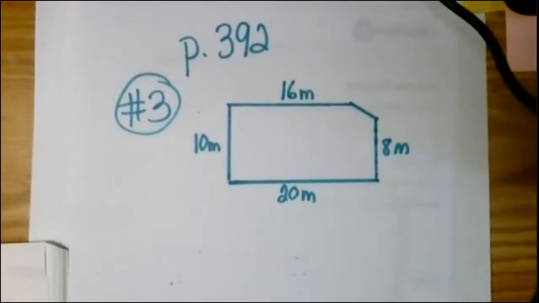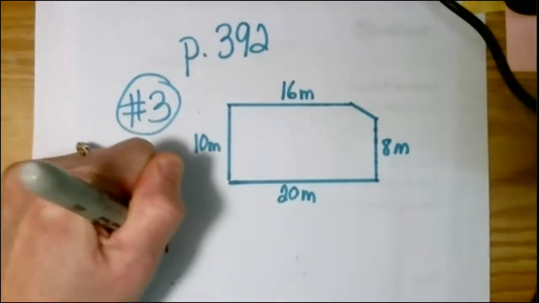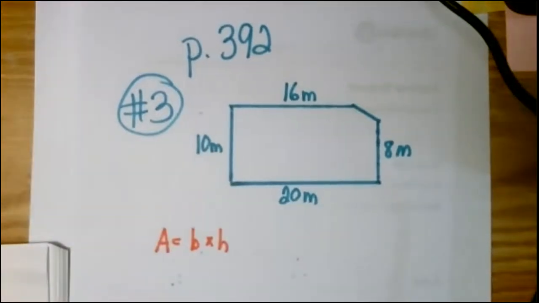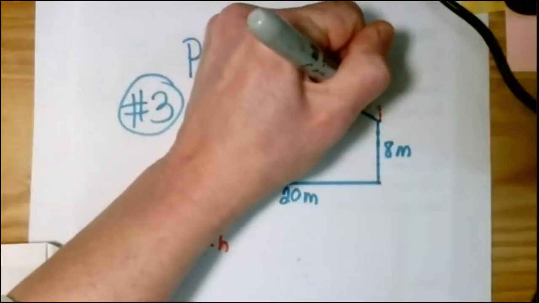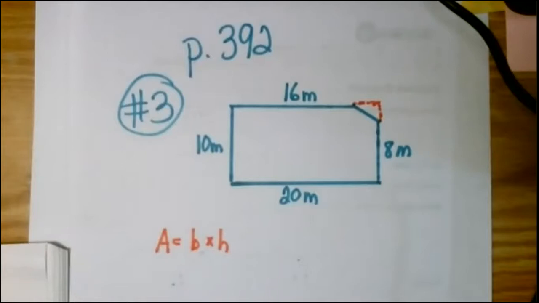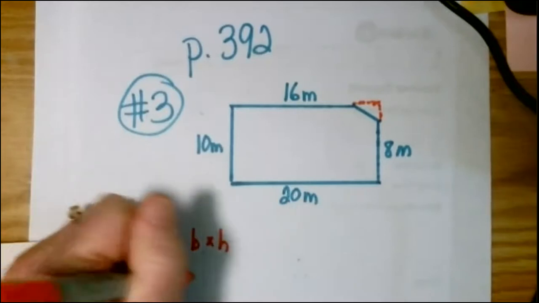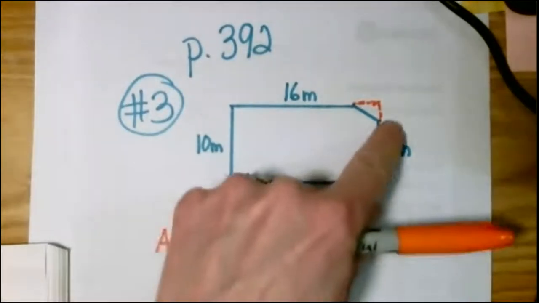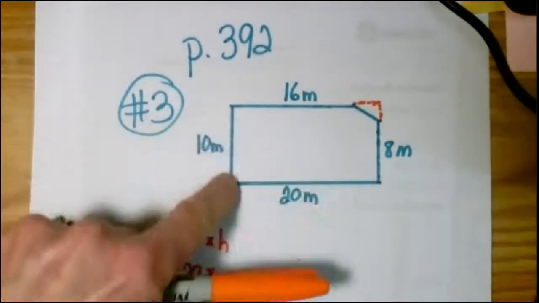You need to find the area of this shape. So we know that the area of a rectangle is base times height, or length times width. So let's find the area of the whole rectangle, just like we did in the last problem. So we have a base of 20 times a height. Be careful on this. The height is not that, because that's short, right? The height is that.